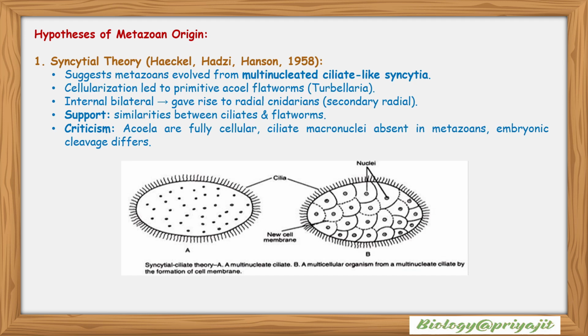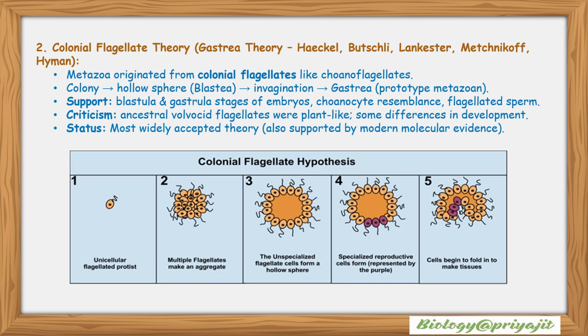Criticism: acoela are fully cellular, ciliate macronuclei are absent in metazoans, and their embryonic cleavage differs. Colonial flagellate theory or gastraea theory: Haeckel, Bütschli, Lankester, Metchnikoff, Hyman, etc. proposed this theory.